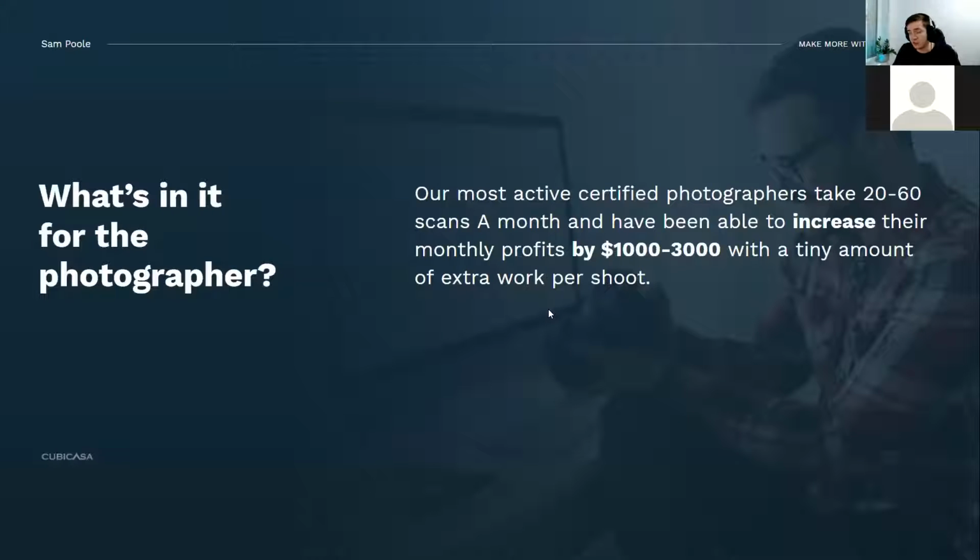So what's in it for the photographers? Our most active photographers take between 20 and 60 scans a month. And what they've been able to do is increase their monthly profits by about $1,000 to $3,000 with just a tiny amount of extra work. I'm sure you all know this is a very easy tool to use. It's just simple recording and uploading.